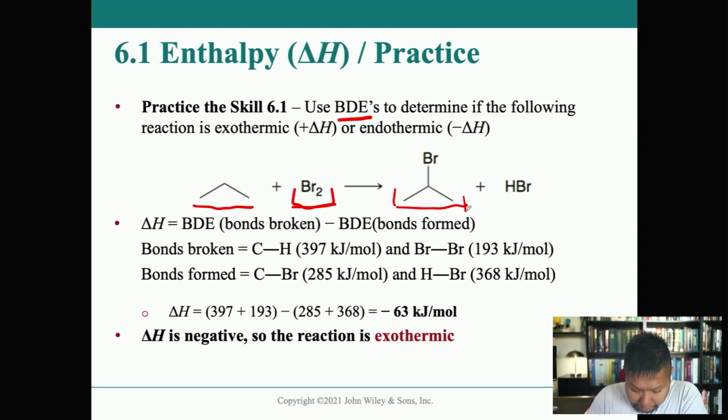So how do we form this guy here? Well, the first thing that has to happen is that we have to break a carbon-hydrogen bond right here. We have to break that bond.